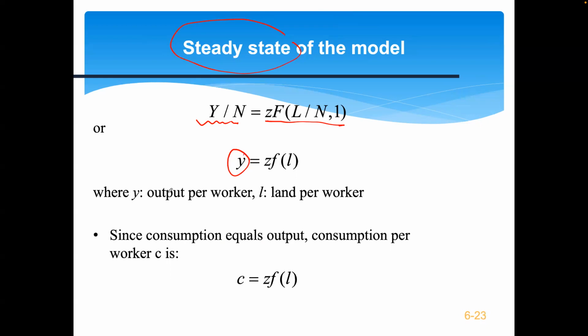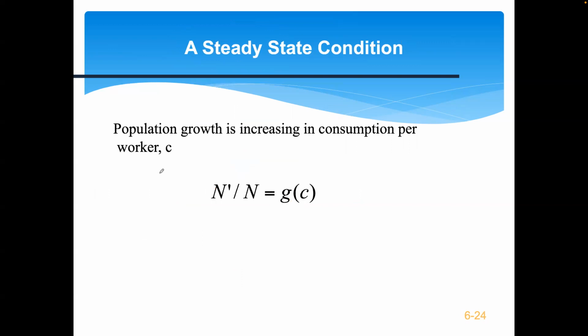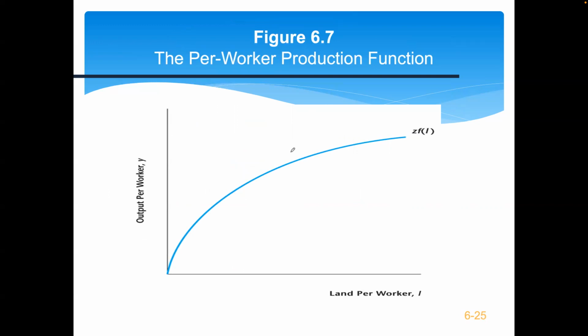So what is y? This lowercase y is output per worker. L is land per worker. And in this model, since consumption equals output, you have C equals Z times F of L. So this is in per capita terms. How much you can consume depends on two things: technology and land per worker. Now, because the population growth is a function of per capita consumption, we can have this graph, right?